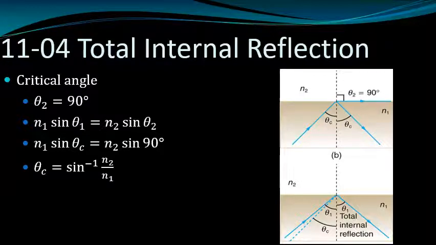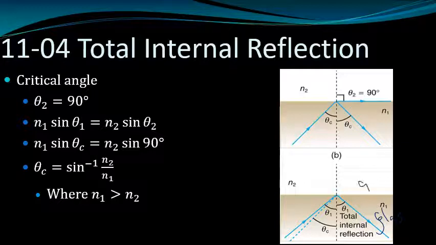This will only occur if n2 is less than n1. So n1 has to be greater than n2, n2 has to be less than n1. Otherwise, it is not possible. So this is like having light shine from inside glass to the air. A way you can do this is you can take a laser and shine it inside a chunk of glass and then watch it reflect off the inside piece of the glass as it's next to the air. So this would be like glass here and air here.